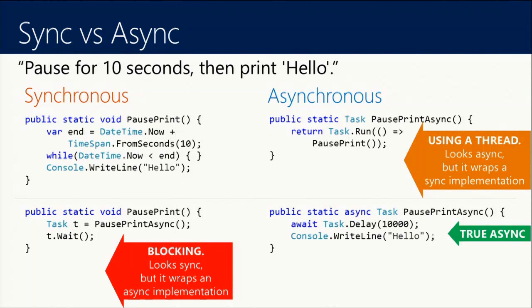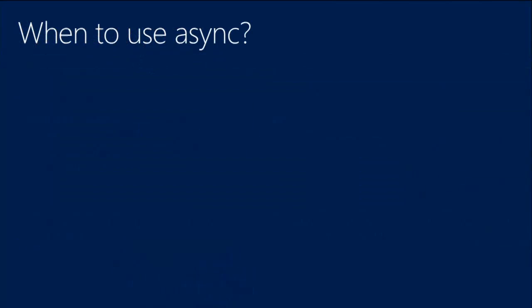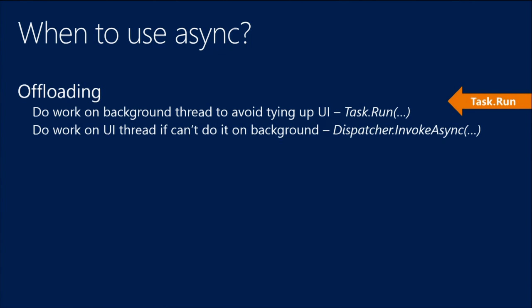I want to focus for a bit on the right-hand column. I want to talk about when is this right-hand column appropriate and which of the two things, using a thread or true async, is appropriate. It's important for us to first be clear on what scenarios they're important for, and after we're clear on that, then we can start addressing whether it should be the library method that's doing them or the caller that's doing them.